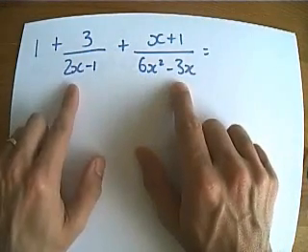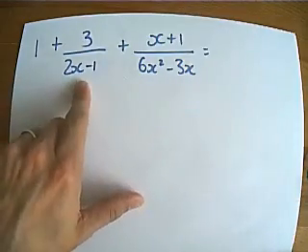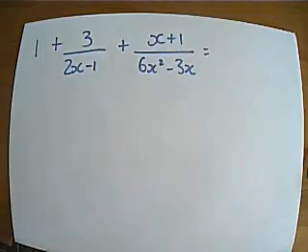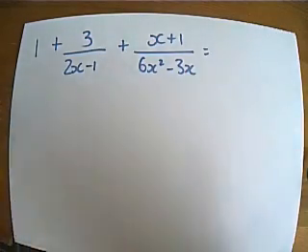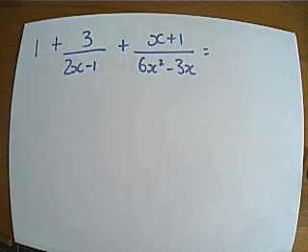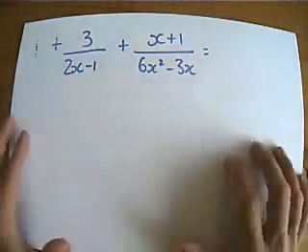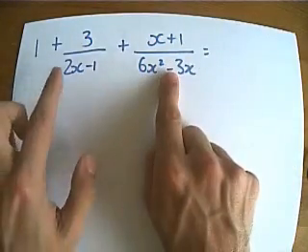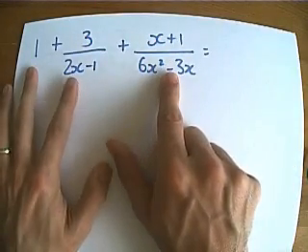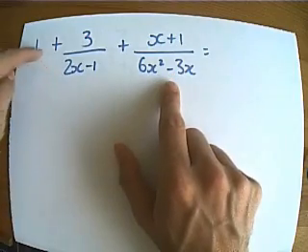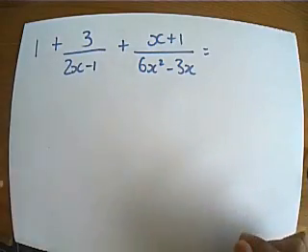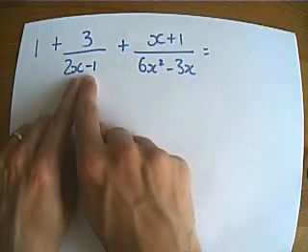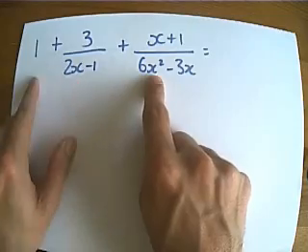Right, you've been given a problem like this: 1 plus 3 over 2x minus 1 plus x plus 1 over 6x squared minus 3x. Now at first glance it might look like it's a lot more complicated than the examples we've looked at already, but it isn't really. Just as we've done in every other example, we're going to take each individual term and get it over a common denominator. So we're going to have to take this number 1 and turn it into something over an algebraic common denominator, and we're going to have to turn this into something with a common denominator to this and this.